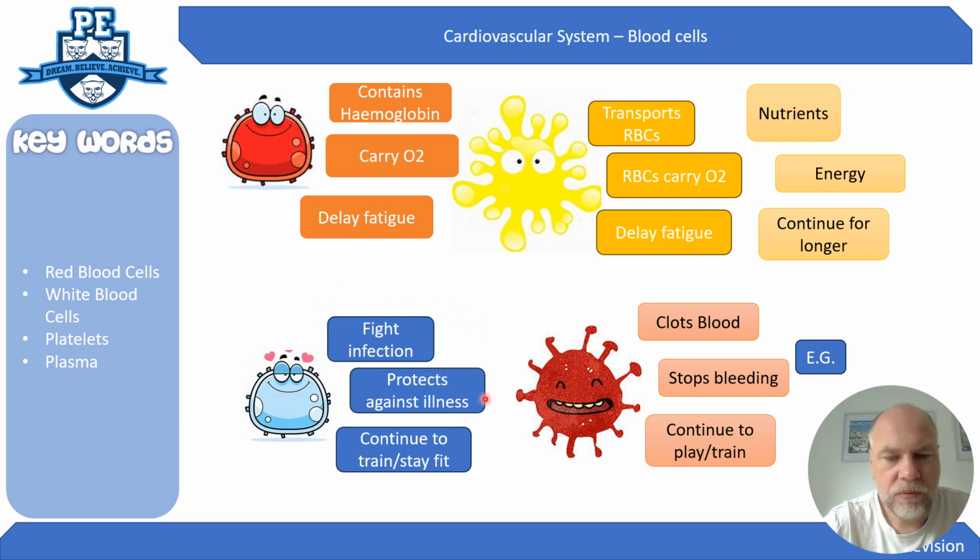Now, we use white blood cells to protect us from illness, to fight pathogens and bacteria, and the main application to performance in this sense would be that it allows us to continue to train. If we're ill, we can't train, so it keeps us fit and allows us to continue to train and not miss our performances. So it isn't a direct, immediate impact on exercise, it's a long-term impact on our ability to exercise.